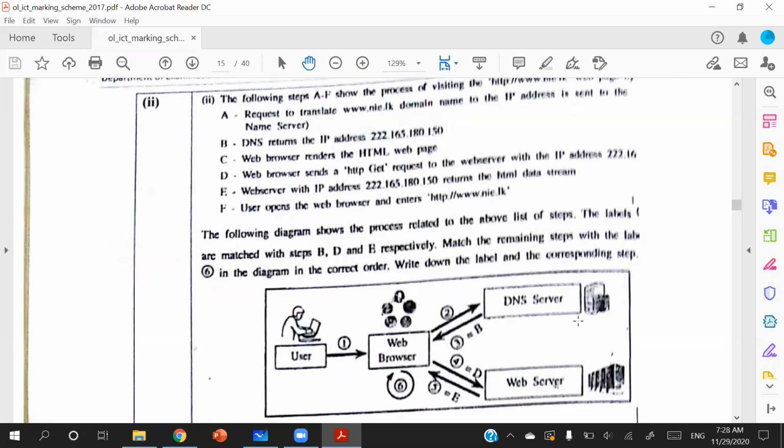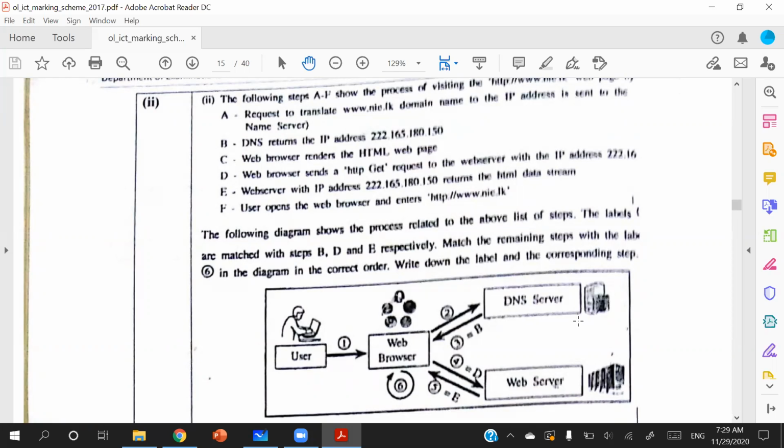Right. So they're asking you to match the steps from A to F with the given numbers in the picture. And this is easy, right? B, D, and E have already been fixed, and they're asking what the steps are for 1, 2, and 6, right?